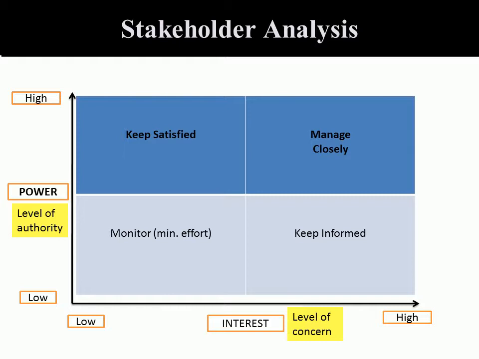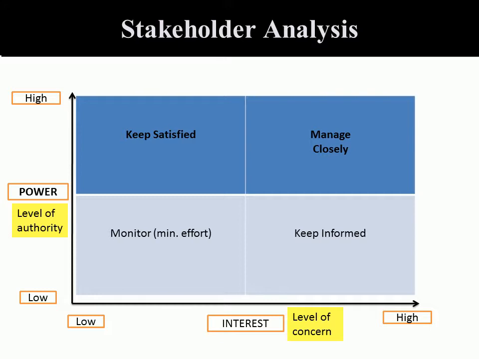You may have persons who are sponsoring, financing the project, and they may have probably high interest, so you may want to manage them closely. They are in the upper right quadrant: high power, i.e. a high level of authority, and a high level of concern. The group to the lower right has low power and a high level of concern. If you think, who might that be? Well, normally that group would represent the user group, persons who will be using what is being produced.